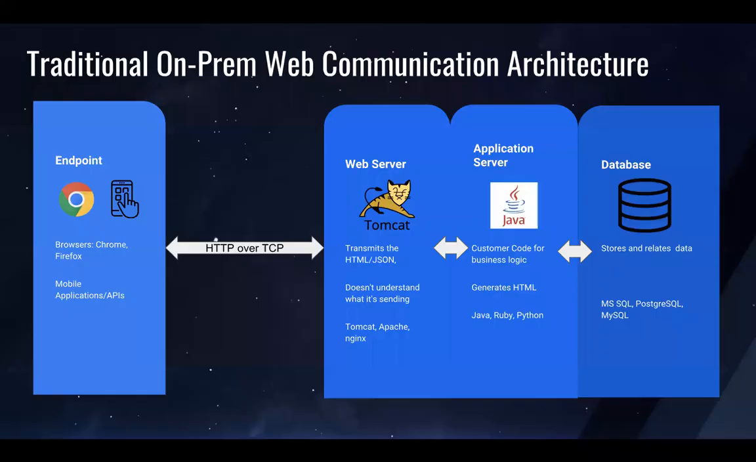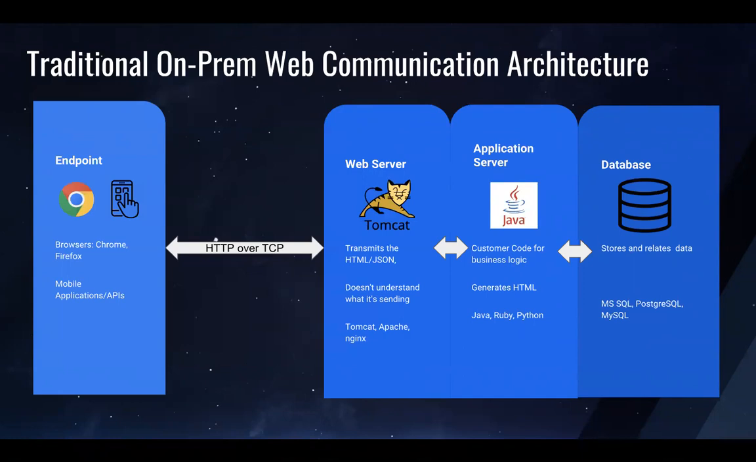So let's start with basic web communication. This is a traditional on-prem architecture. HTTP is a layer 7 communication. You guys are already familiar with Chrome and mobile apps, and they communicate with services out on the internet or on-prem through HTTP, which is over TCP.